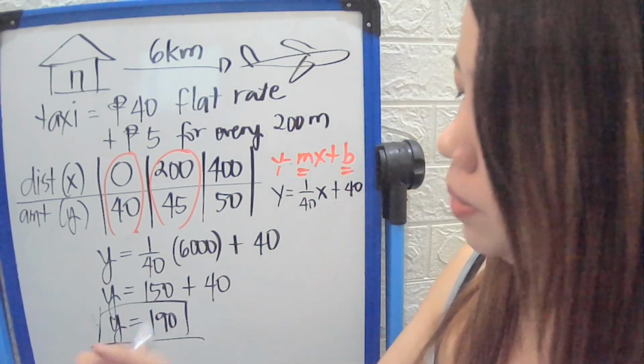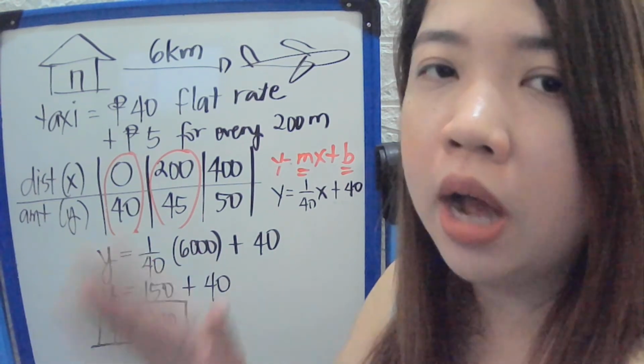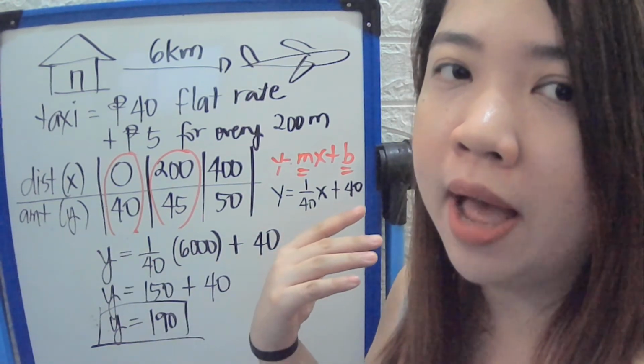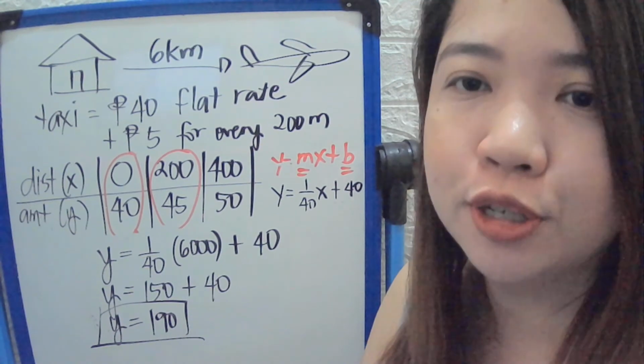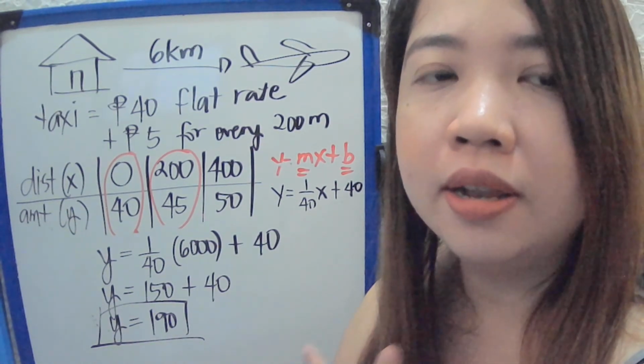Okay? So, meaning to say, you have to pay 190 pesos from your house going to the airport because you have to travel 6 kilometers. So, this will be our lesson for today.